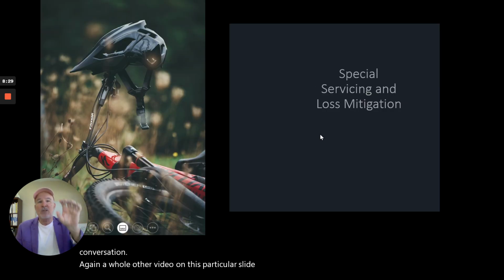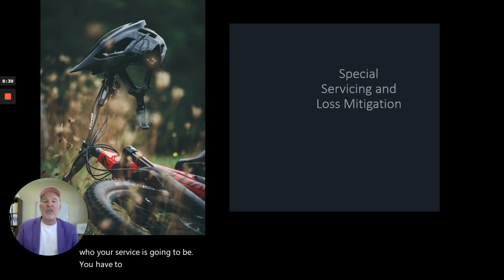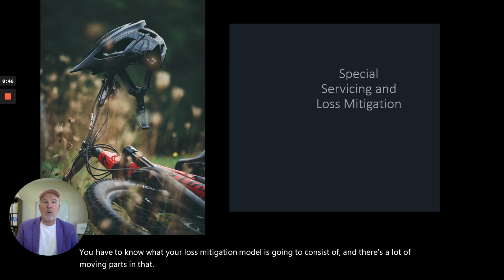Now, the reason I'm telling you this in advance is because you've got to set some of this stuff up before you start buying loans. You have to know who your servicer is going to be. You have to know what your loss mitigation model is going to consist of. And there's a lot of moving parts in that. And I think I have a very long video on that one.